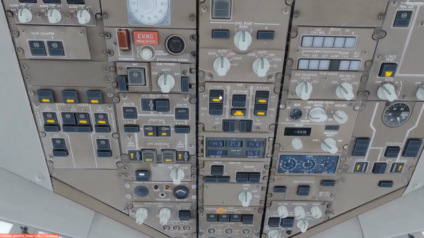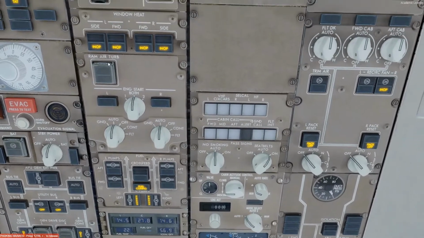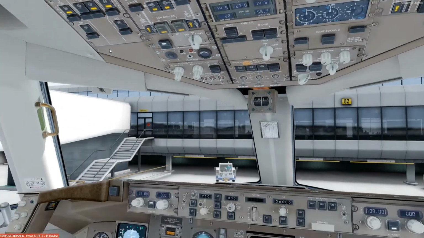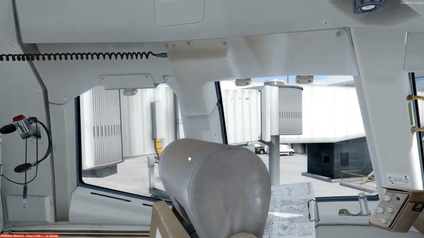We can turn on the fuel pumps since we're going to be starting the engine soon. Another thing we have to do is turn on the fasten seatbelt sign over here. And then we have to turn on the window heats. The window heaters heat the flight deck windows, because when a plane goes to really high altitudes, it gets very cold outside, and the pilots want to keep their windows warm.